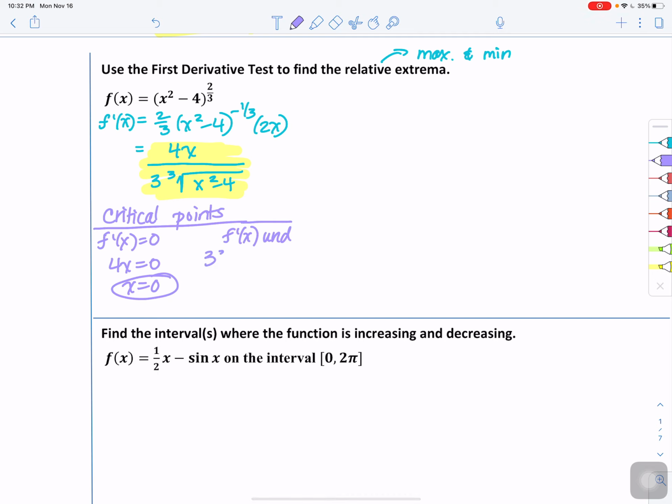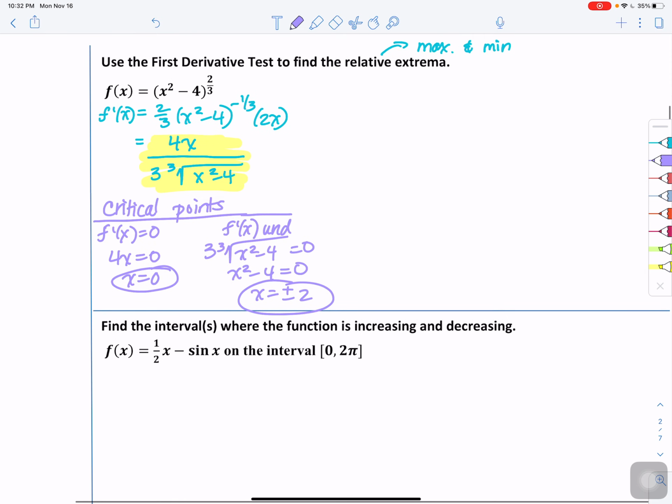Undefined, we have 3 times the cube root of x squared minus 4. X squared minus 4 is equal to 0. X is plus or minus 2. So we actually have 3 critical points. Let's make a sign chart.